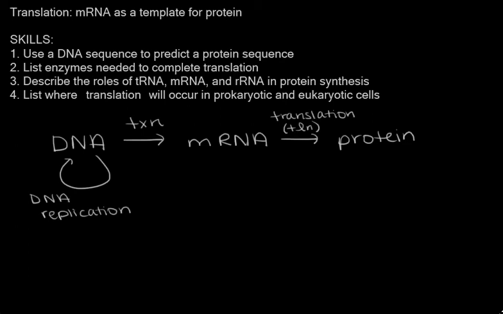In this lecture, we're going to cover translation, which uses mRNA as a template in order to make a protein. So the skills for the exam will be, you must be able to use a DNA sequence to predict a protein sequence. You should be able to list the enzymes needed to complete translation. You're going to describe the roles of tRNA, mRNA, and rRNA in protein synthesis. Protein synthesis means the making of a protein. You're also going to list where translation will occur in both prokaryotic and eukaryotic cells, as is a theme of this class.